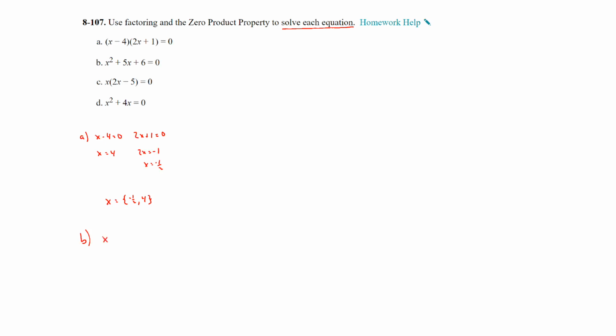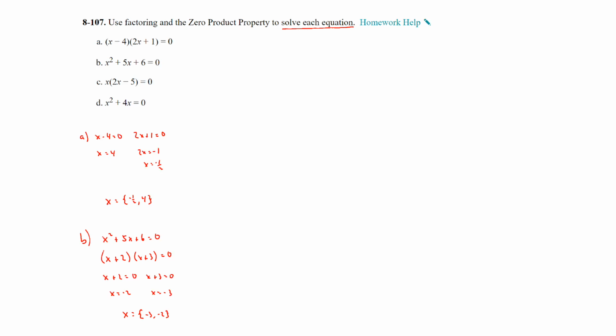On B, we are going to have to factor this one, x squared plus 5x plus 6. So you can use the generic rectangle to be able to do that. Also, continue to look for patterns when you're using the generic rectangle and factoring. You'll start to recognize some things and shortcuts. On this one, we get x plus 2 is equal to 0, and x plus 3 is equal to 0. So we have x equals -2 and x equals -3. So our solutions are -3 and -2.